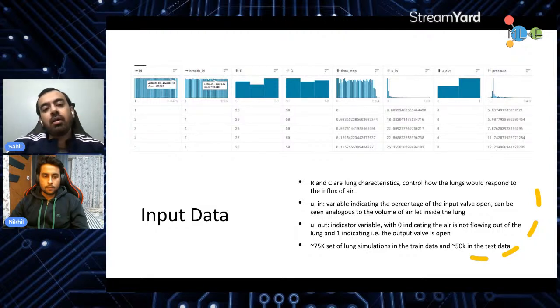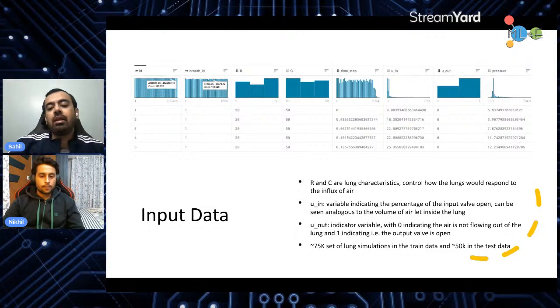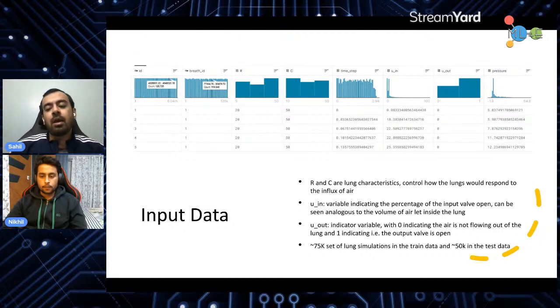Now, as I mentioned earlier, we were given a set of breaths. We had roughly around 75,000 lung simulations. When we say lung simulation, these were 75,000 breaths in the training data set, and roughly around 50,000 breaths in the test data.